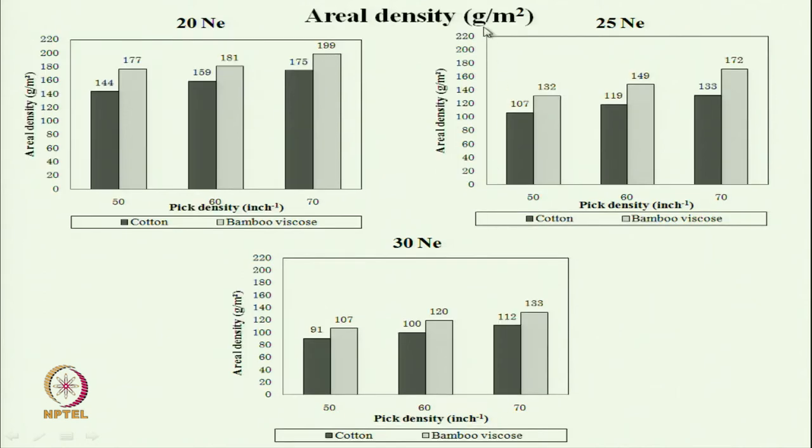So, areal density, the fabric mass per unit area, has been observed for all the conditions, for different yarn count, different pick densities, with all the combinations. It has been observed that the areal density of bamboo viscose is always higher than the cotton, keeping all the parameters same. This increase in areal density is only due to the shrinkage which is taking place after weaving.